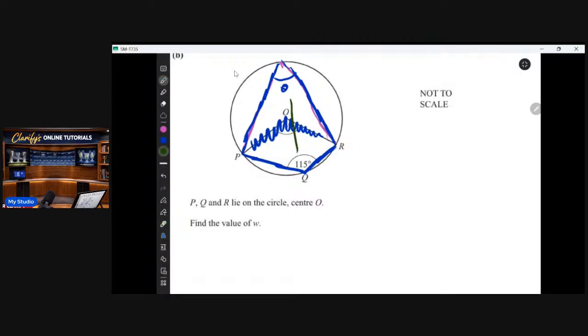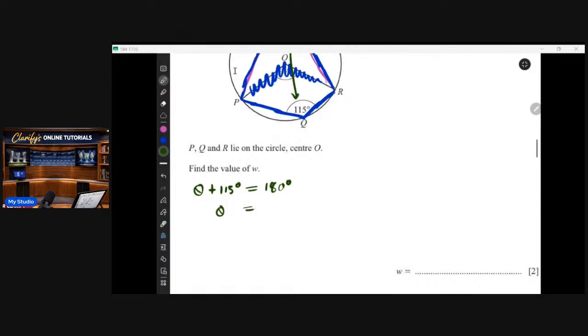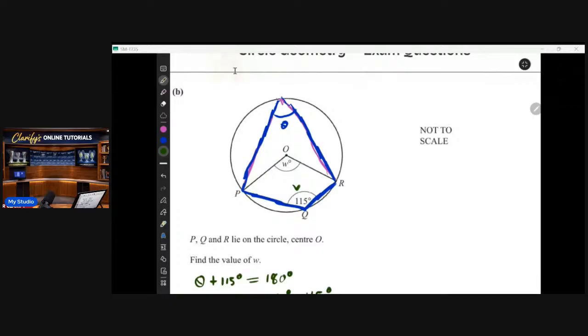So 115 and theta, they're supplementary rather. They are not equal, they're supplementary. So the opposite angles are supplementary. So what we know is that theta and 115 degrees should give us 180 degrees. So to get theta, we'll say 180 degrees minus 115 degrees. Then what are we going to get? We are going to get 65 degrees. This is the theta. But it's not the angle we're looking for.